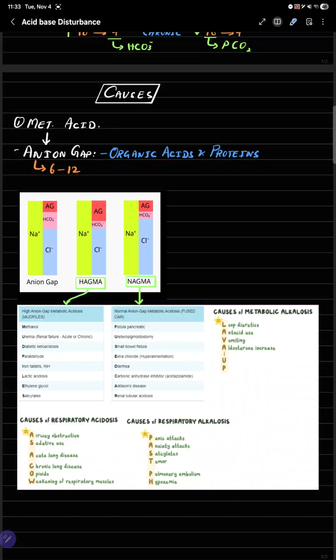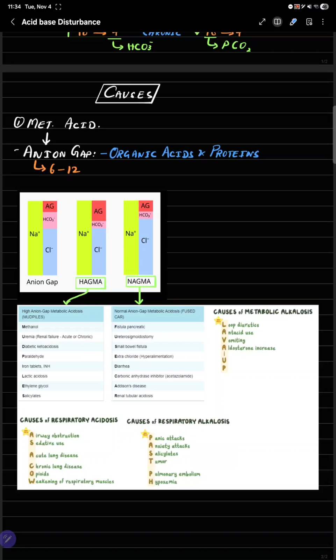Now, going to the causes. For high anion gap metabolic acidosis, use the mnemonic MUDPILES. Most of these conditions mentioned here produce an inorganic or organic acid in one way or another, which consumes the bicarbonate and produces anions which are not measured, thereby increasing the anion gap.